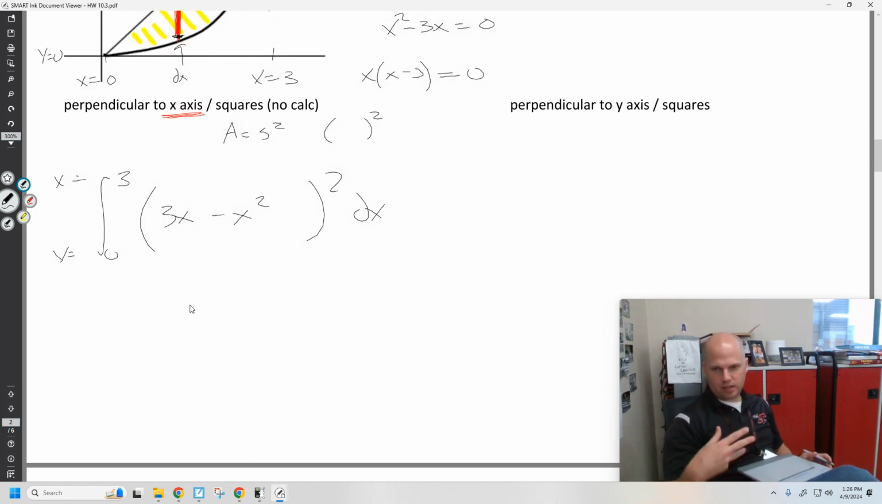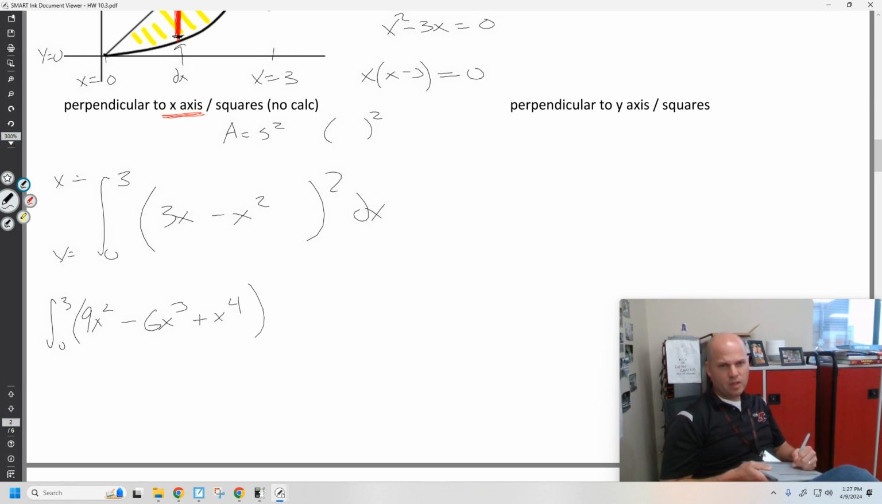Oh, okay. It's like this Vegas thing. Undo, use u-substitution. You can't. Simplify. We'd have 9x squared minus 6x cubed plus x to the fourth. That is my simplification. That's 3x minus x squared, squared.